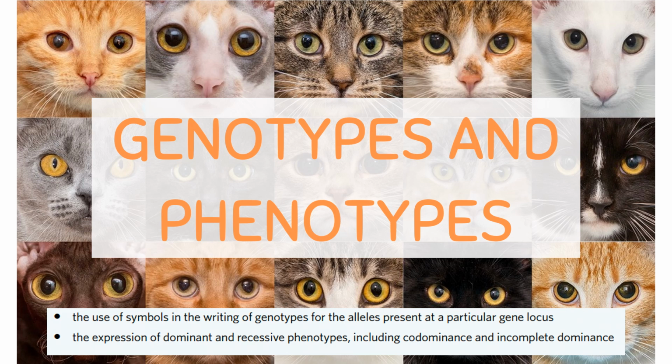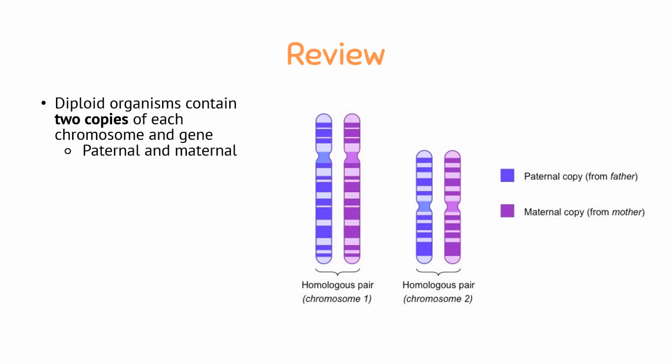Hi everyone, so today we're going to be looking at genotypes and phenotypes. So the study design dot points that you need to know are the use of symbols in the writing of genotypes for the alleles present at a particular gene locus, and the expression of dominant and recessive phenotypes, including codominance and incomplete dominance. So a little bit of a review of what we've just learnt.